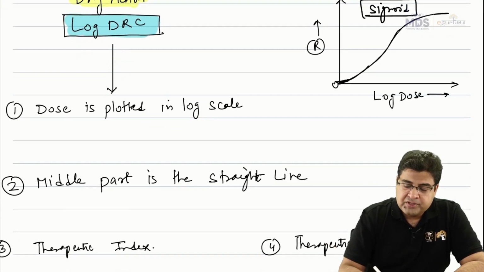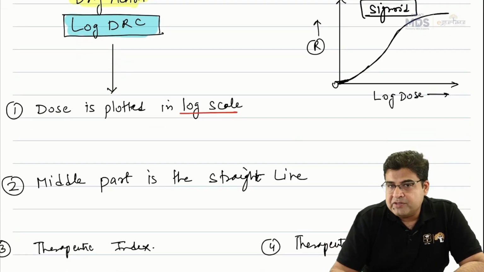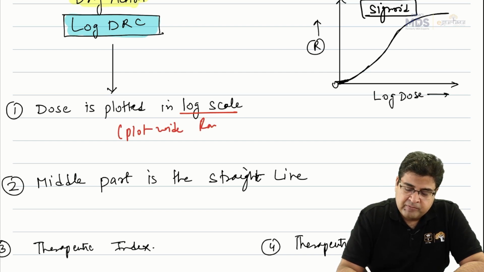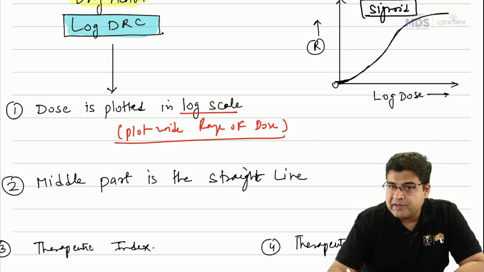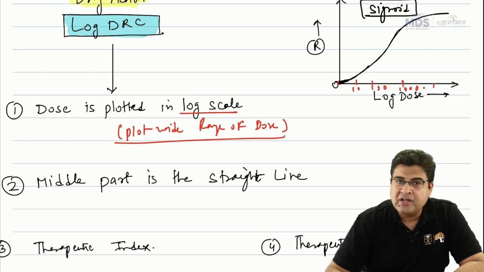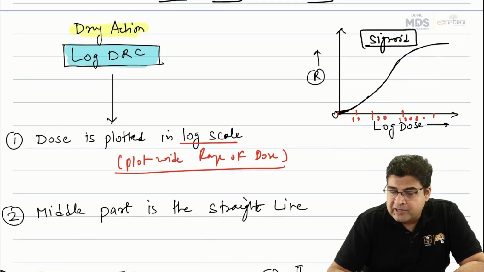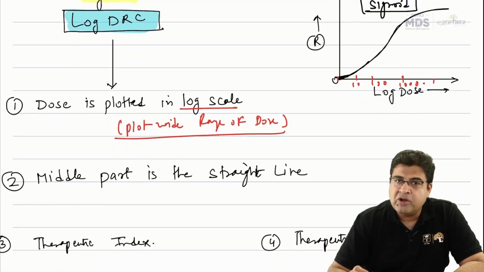Now here the dose is plotted in logarithm scale. And because the dose is plotted in logarithm scale, a wide range of dose can be plotted in this graph, because logarithm scale is like 1, 10, 100, 1000. It's not 1, 2, 3, 4. It's 10, 100, 1000, 10,000. So a wide range of dose can be plotted in a smaller distance. So this is the advantage of using dose in a logarithm scale.